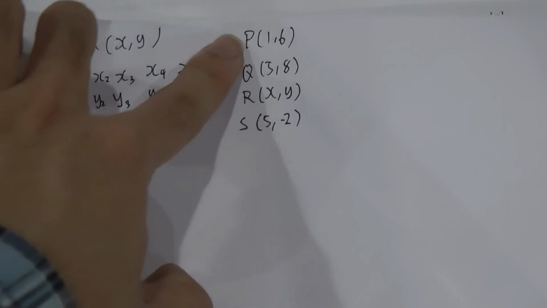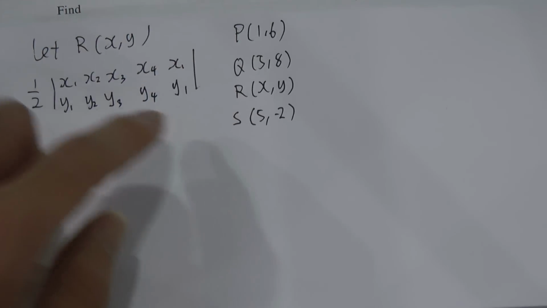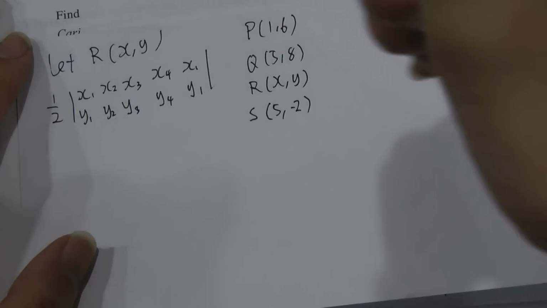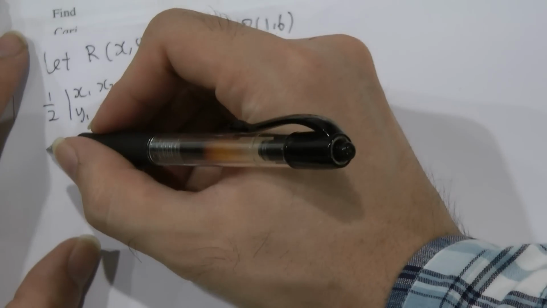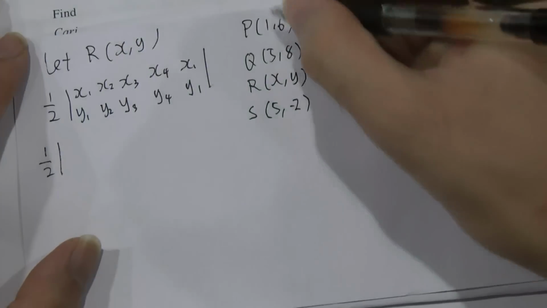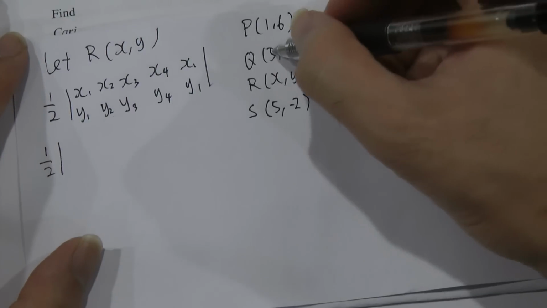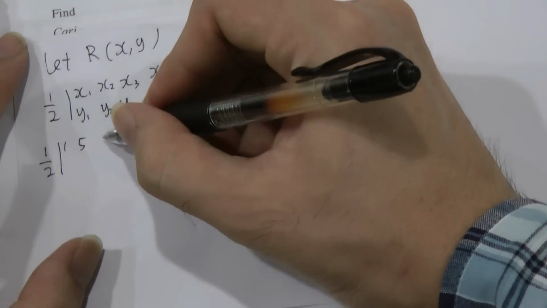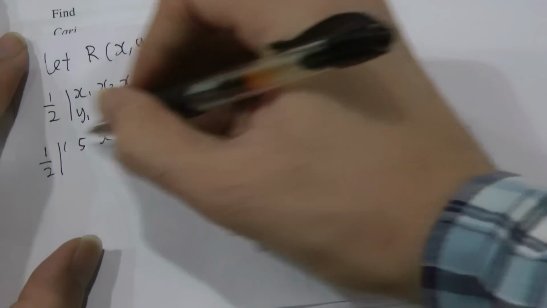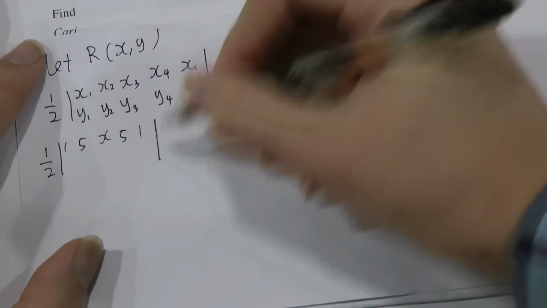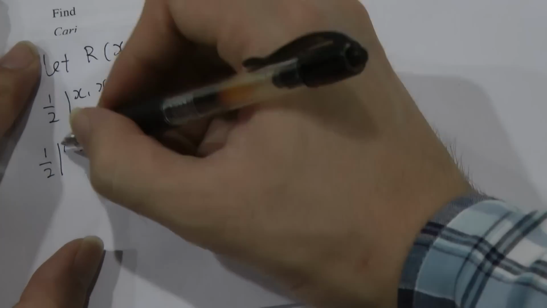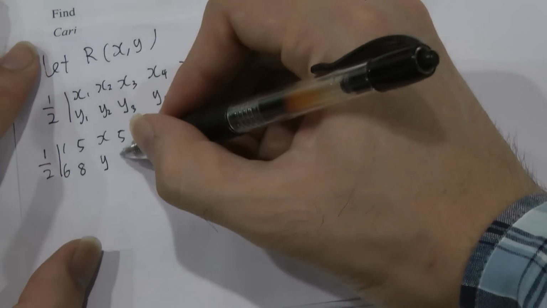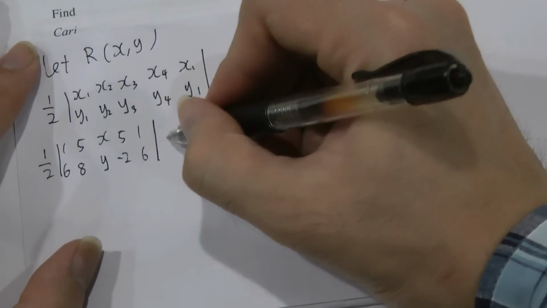So he tells us the area for quadrilateral PQRS is 30. So that means I substitute into the whole equation here, I will get 30. So 1/2, and then I put in all the x coordinates first: 1, 5, x, 5, repeat the first one, 1, and then draw a straight line, and then the y will be 6, 8, y, negative 2, repeat the first one, 6, will equal to 30.